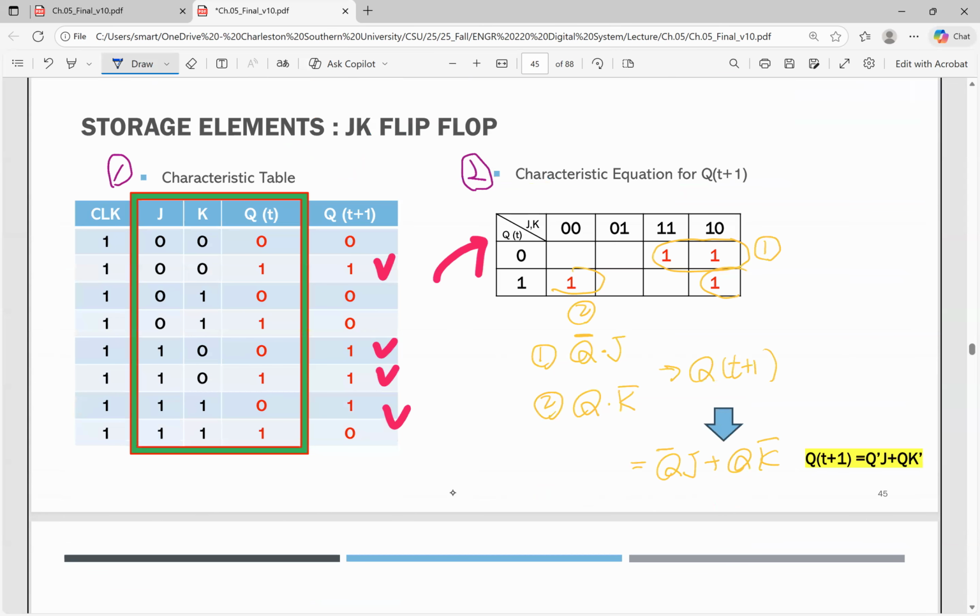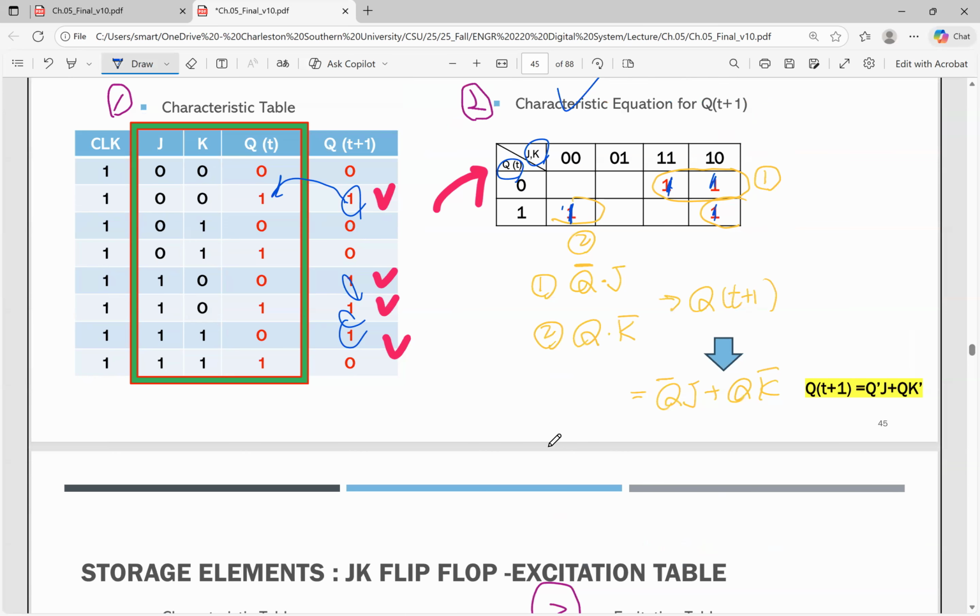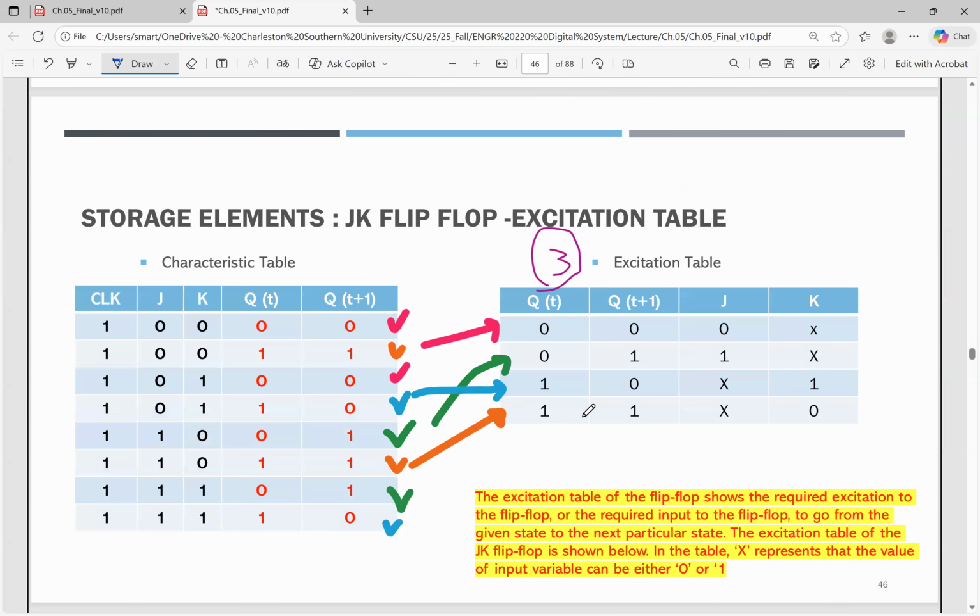So and then also we can find the characteristic equation by using the K-map. This is Q of T and JK. 1, 2, 3, 4 is corresponding to here. The JK 0, 0, 1, 0, 0, 1. It's one here, one here, one here, one here. Okay. So, and then you want to adjust the grouping and then you can find it, especially with the JK flip-flop. All right. Same thing.